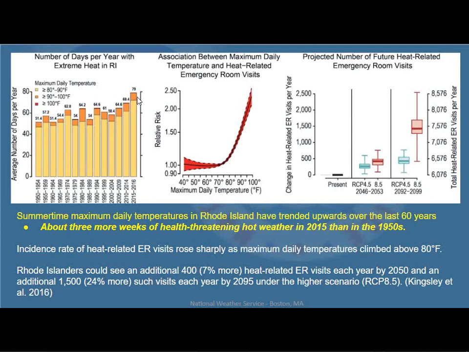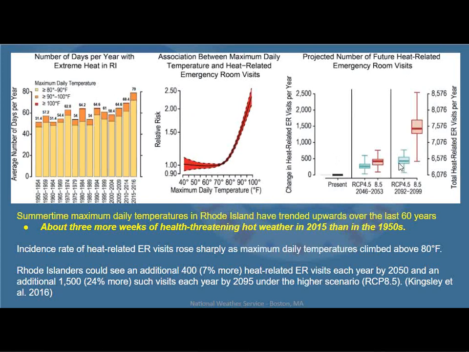This increase in frequency of extreme heat in Rhode Island has been correlated with the number of heat-related emergency room visits, and this is not surprising because with more extreme heat, you're going to get more cases of heat illnesses, and then that will be reflected in the number of emergency room visits. And if you're not a fan of extreme heat and heat waves, if you look at the right-hand side image, the projected number of future heat-related ER visits are going to increase even more, especially by the end of the century.